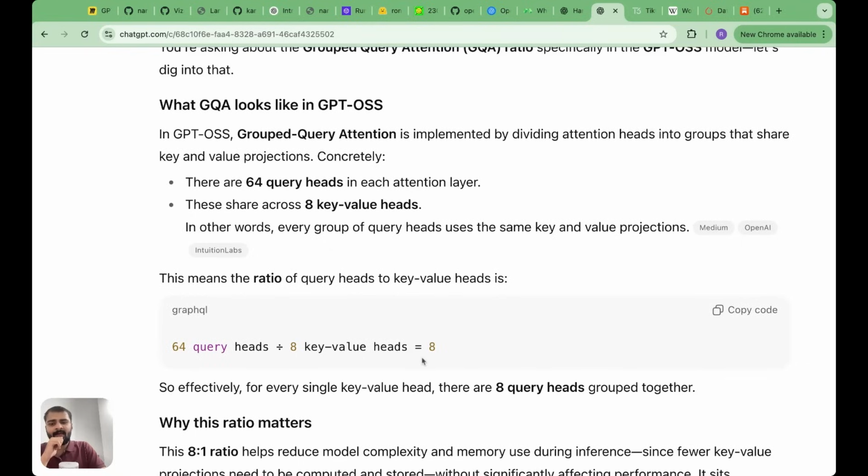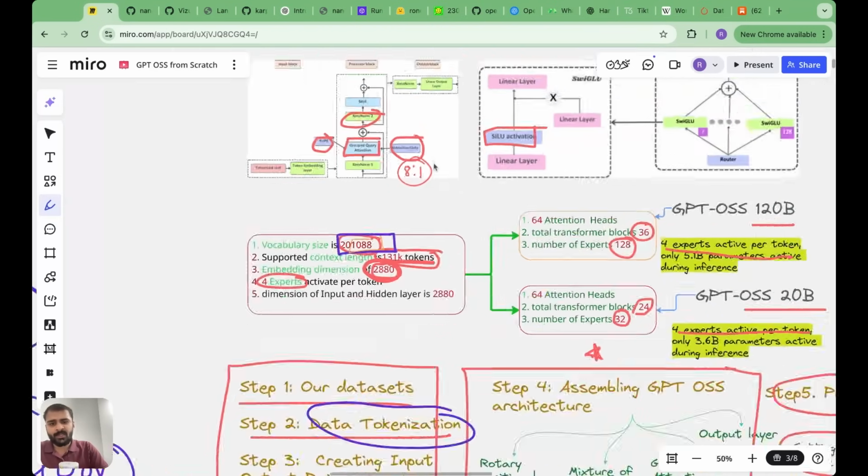Yeah, so it's 8, right? Okay, so which is correct. That's essentially 8 is to 1. You'll soon understand what this ratio actually means.